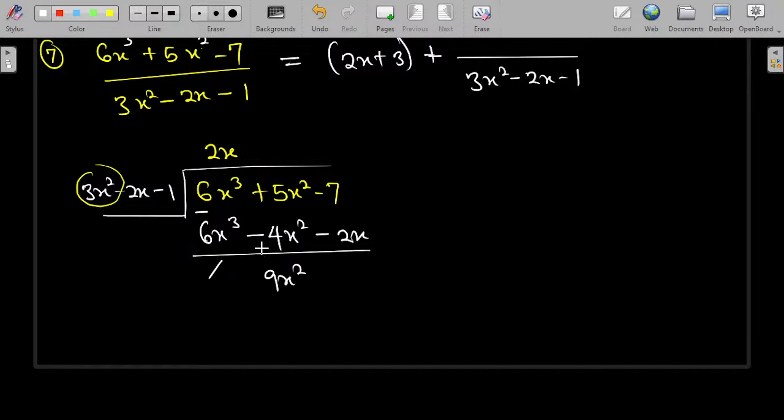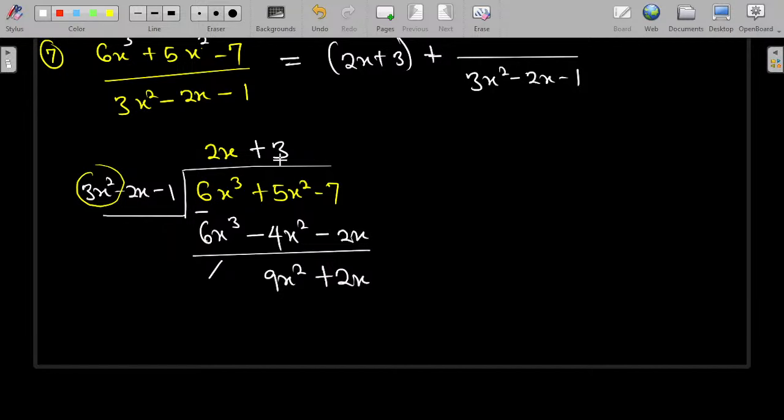Okay, so we will now remember that that's not the only subtraction. There is minus 2x here, and in the upper part of this expression, there is no x, so it's assumed that your x is 0. So that means you now do 0 minus 2x, which is going to give us plus 2x. Okay, so you now go again. So we use the same 3x squared to divide 9x squared, and that is going to give us 3.